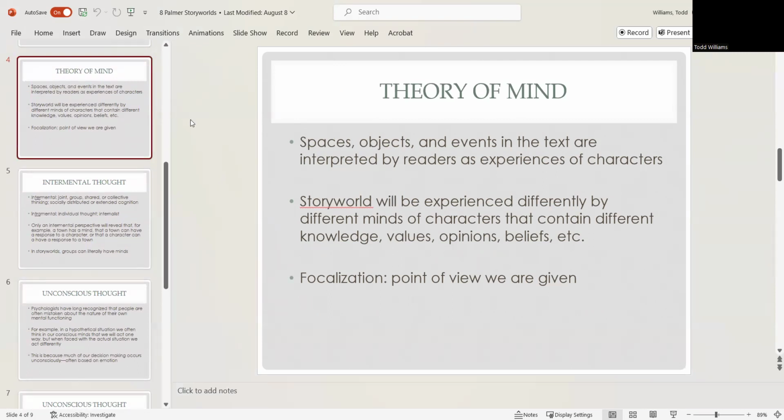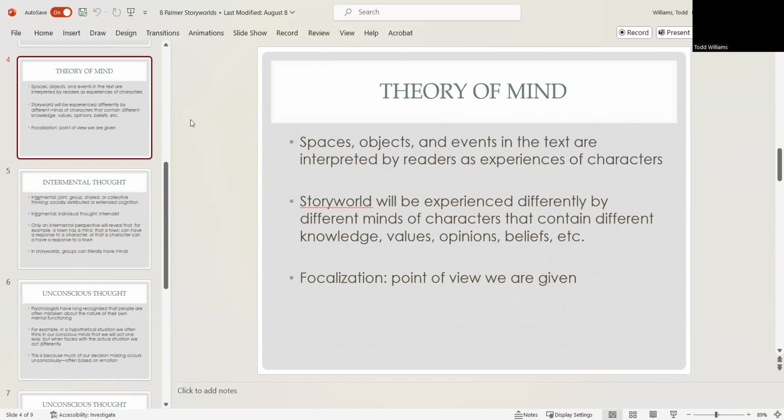So theory of mind comes into play here. Theory of mind is basically just a term that refers to the way that we read and understand the minds of other people. So spaces, objects, events in a text are interpreted by readers as experiences of characters, right? So we understand the things that exist and the things that happen in a text through the minds of the characters in the story. And the story world will be experienced differently by different characters, different minds, because different characters have different knowledge levels, different values, different beliefs and opinions.